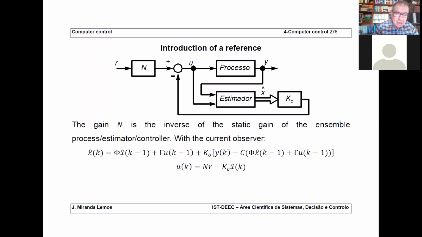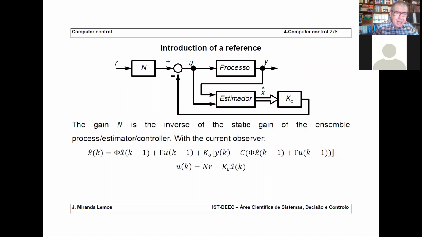So you need something that takes Y away from 0 in steady state. And for that, in general, you must have U taken away from 0 too. So what you do is add a term: you pick up your reference R, multiply by a gain, and add it here. So your controller is no longer minus KC X hat, but is NR R minus KC X hat.